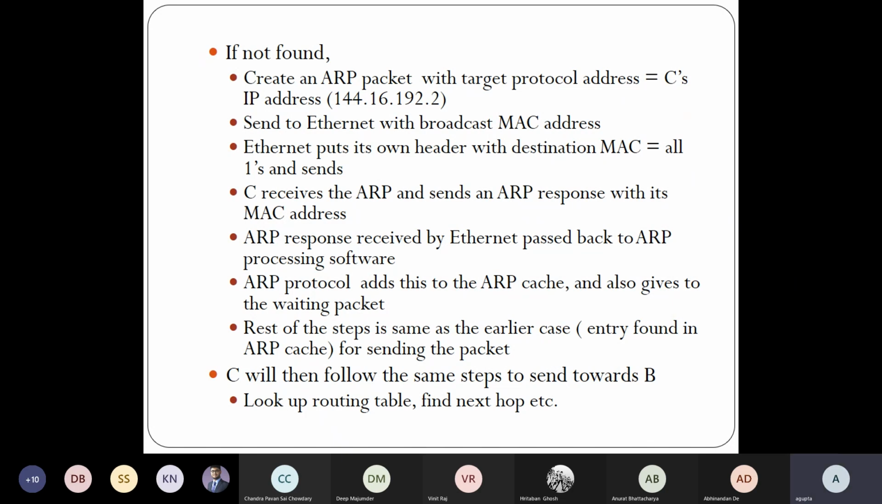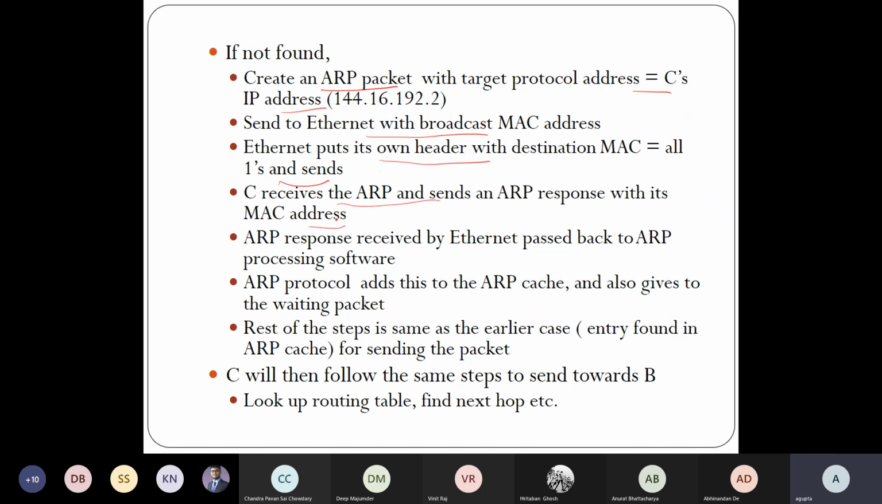If the MAC is not found, you create an ARP packet with the target protocol address being C's IP address, and send it to Ethernet with the broadcast MAC. Ask everybody, this is the IP whose MAC I'm looking for. Do you have it? It waits for the response, and puts its own header with destination MAC equal to all 1s. That's the broadcast MAC.